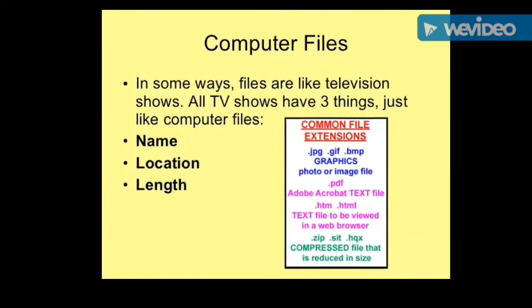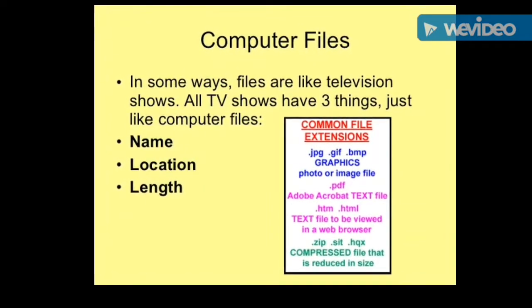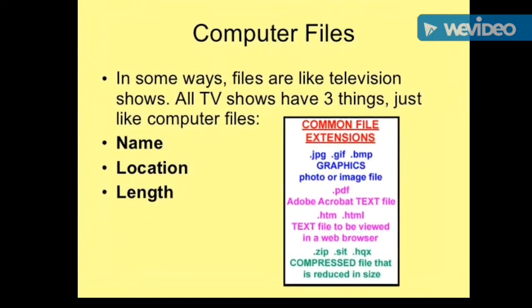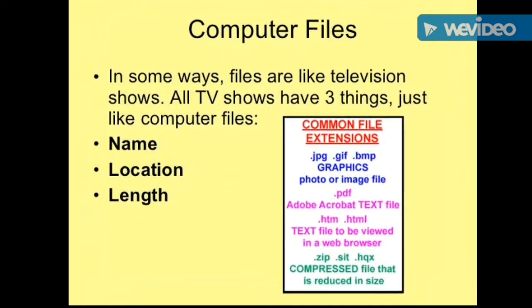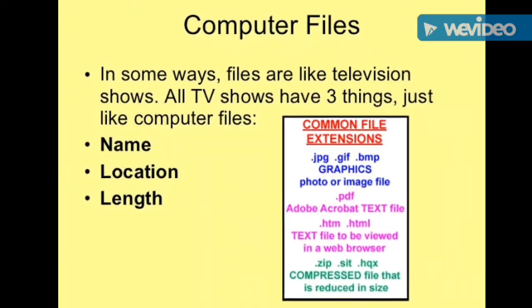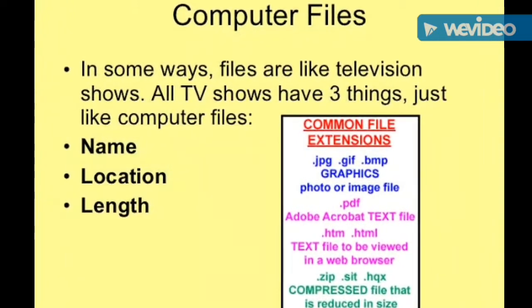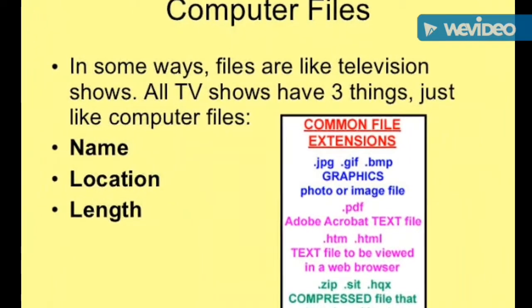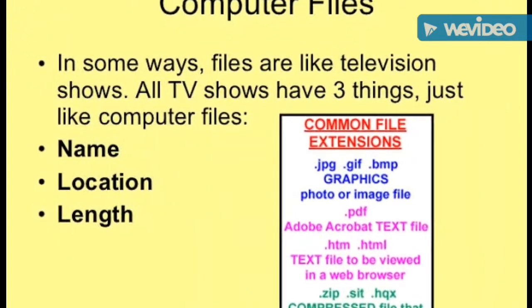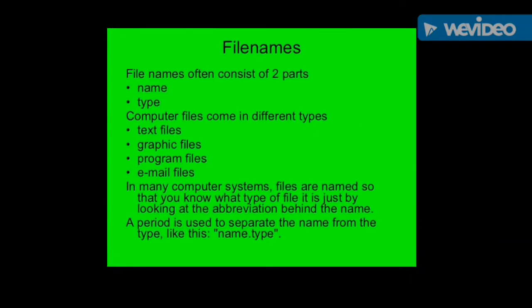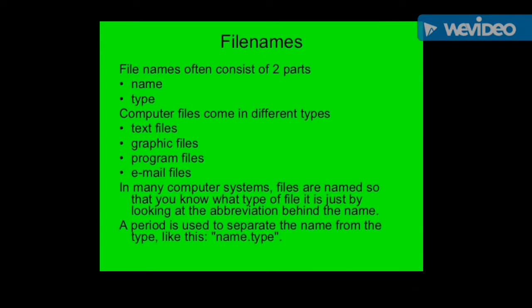So in the same way we can categorize computer files. In some ways, files are like television shows. All TV shows have three things, just like computer files: name, location of a file, and length of a file. And common file extensions are denoted when we are saving our files. Now, the file name, how can we write it?